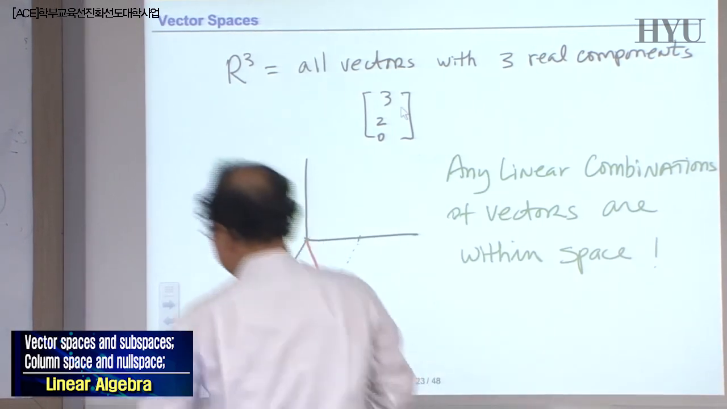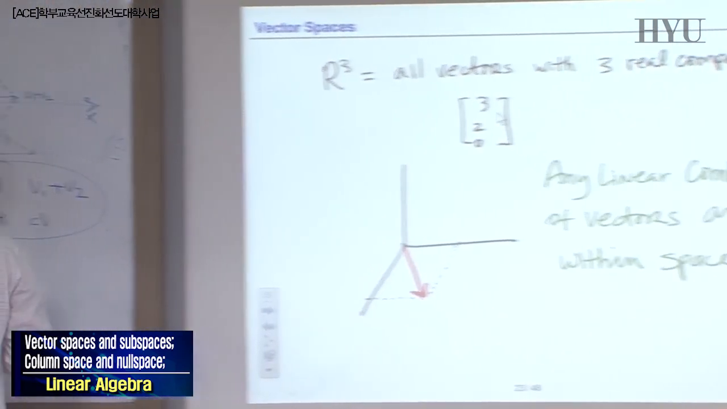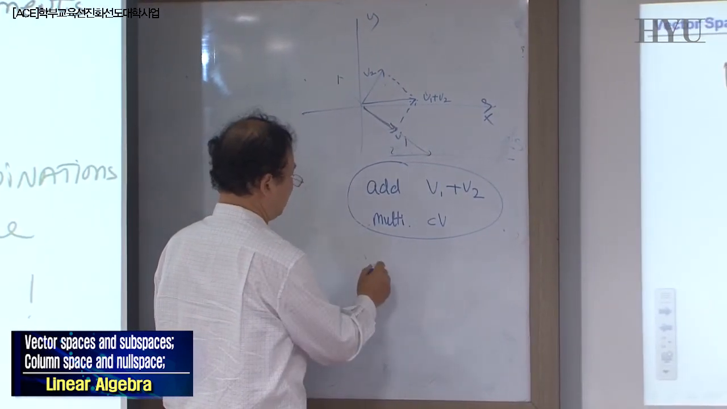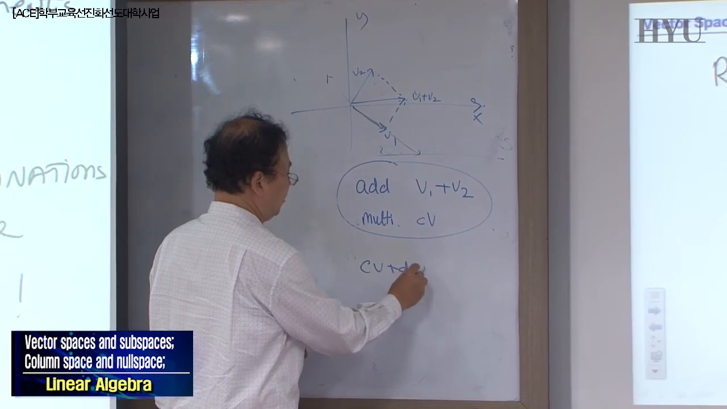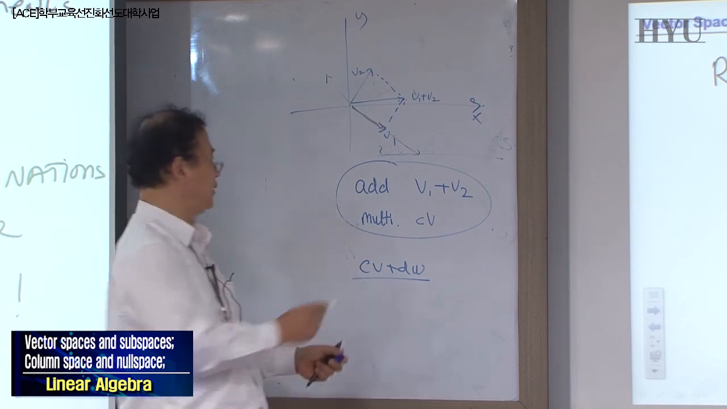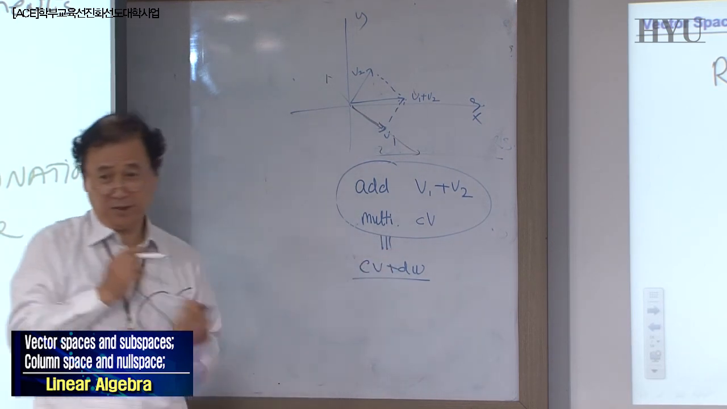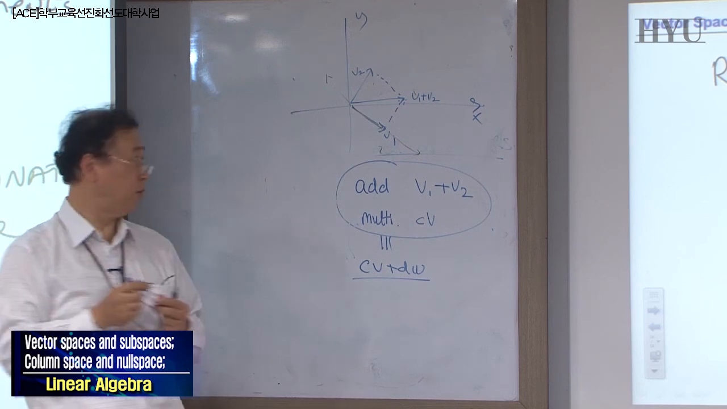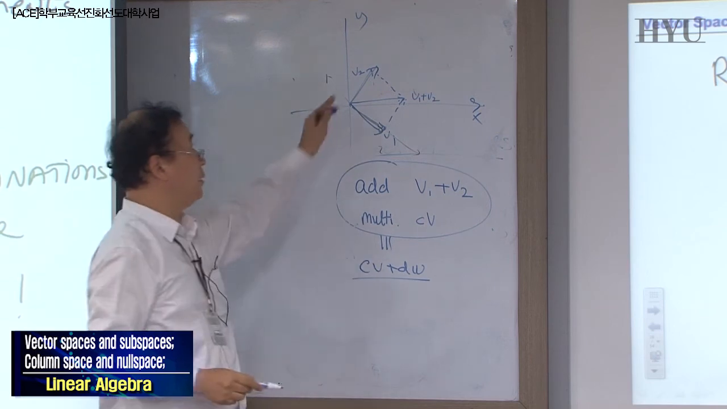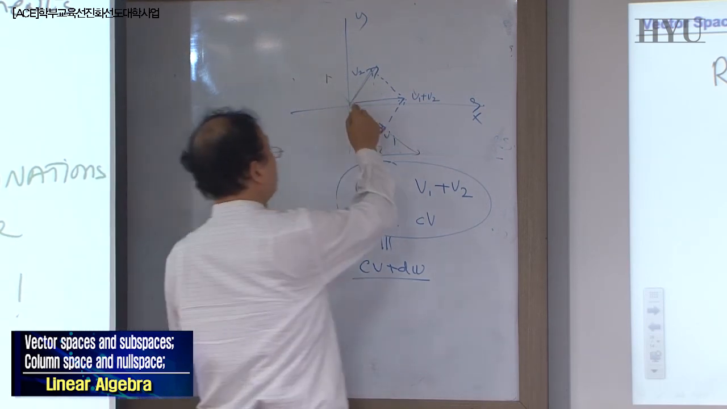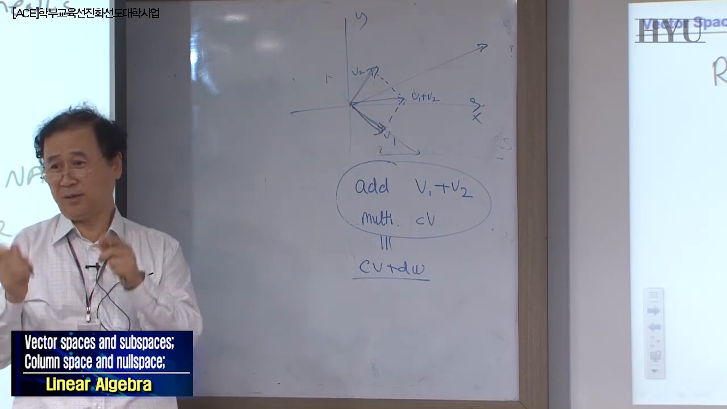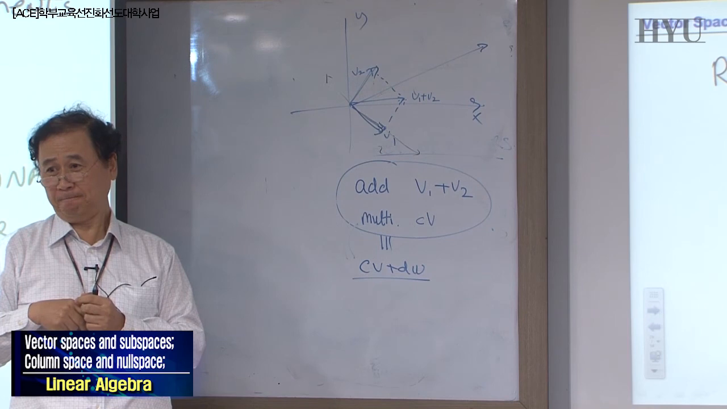So when you have v1 and v2, this is equivalent to cv plus dw: any linear combination of vectors. When you pick any two vectors and combine them linearly, whatever result you get also has to be in the same space. Then we call that a vector space.